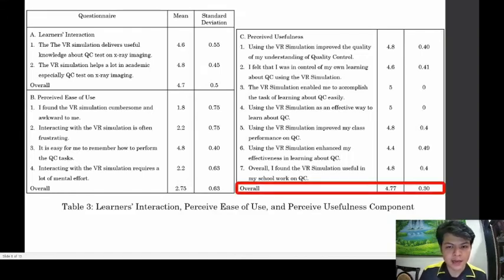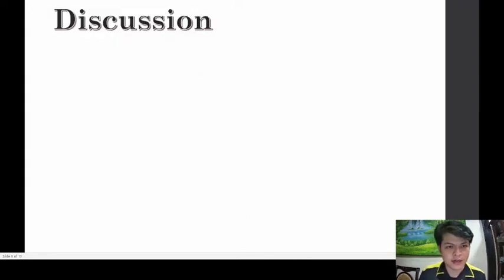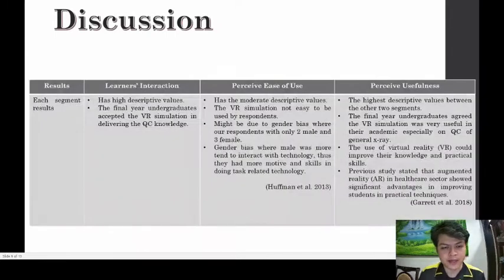Here we can see that the highest descriptive value, based on the mean value, is perceived usefulness, with 4.77. What does it mean? Next, we focus on the discussion, which will be explained here.